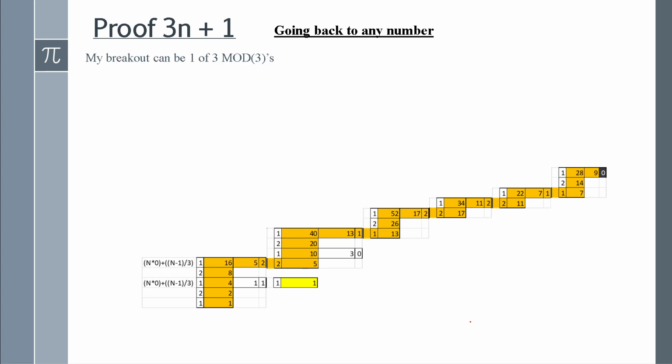So when we're talking about breakouts, right, I can only have 3 different results. I can have 0 mod 3, 1 mod 3, or 2 mod 3. Right? If I am 1 mod 3, then my first breakout can be a 1 mod 8 or 5 mod 8. So you can see this here.